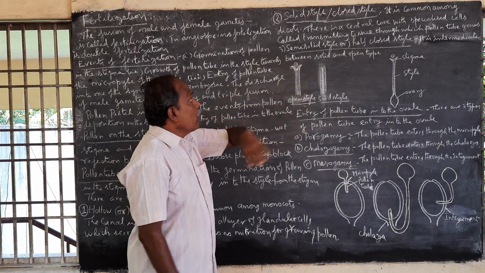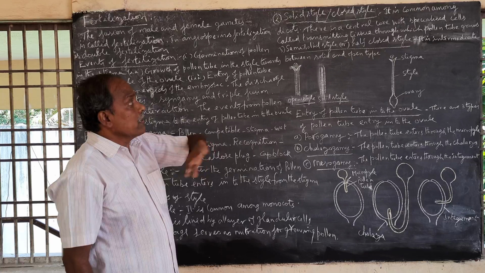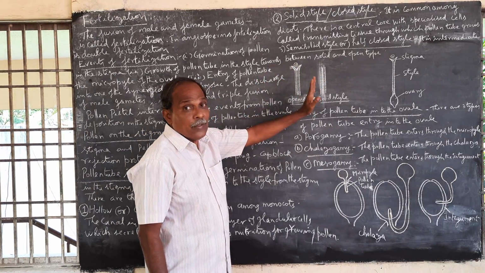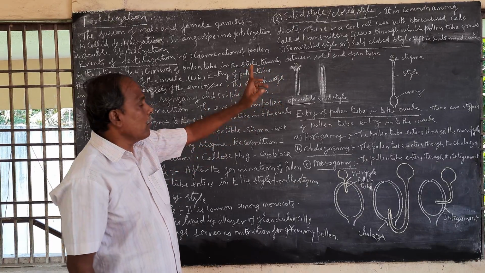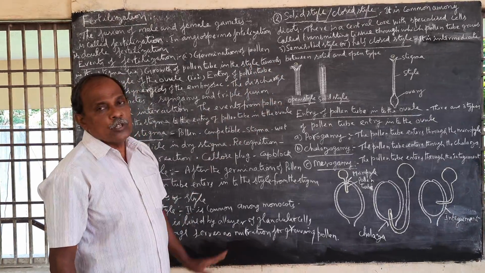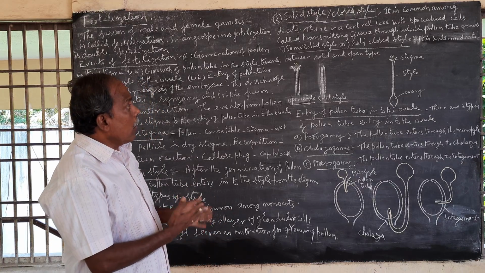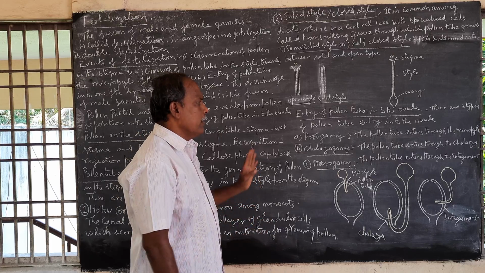Solid style is common among dicots. There is a central core, but of course without any gap. The central core is filled with cells. What kind of cells? Specialized cells, commonly called transmitting tissue, through which the pollen tube grows. Semi-solid style or half closed style is intermediate between solid and open type.